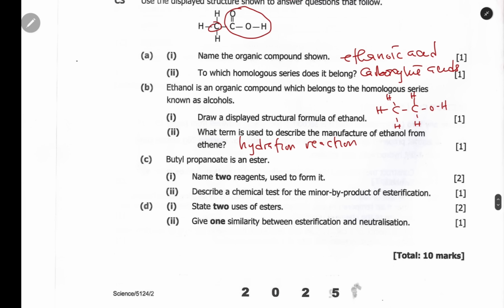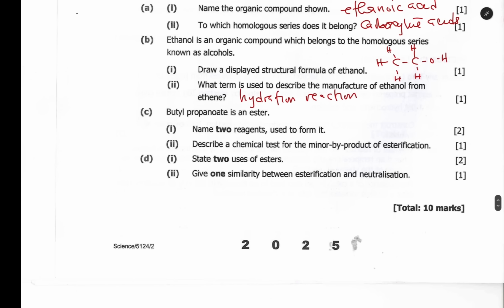Then we go to butyl propanoate is an ester. Name two reagents used to form it. You know that in an ester, the first part of the name comes from the alcohol. So here we have butyl, which means the alcohol was 1-butanol. Then propanoate, the acid, propanoic acid. That is butyl propanoate.